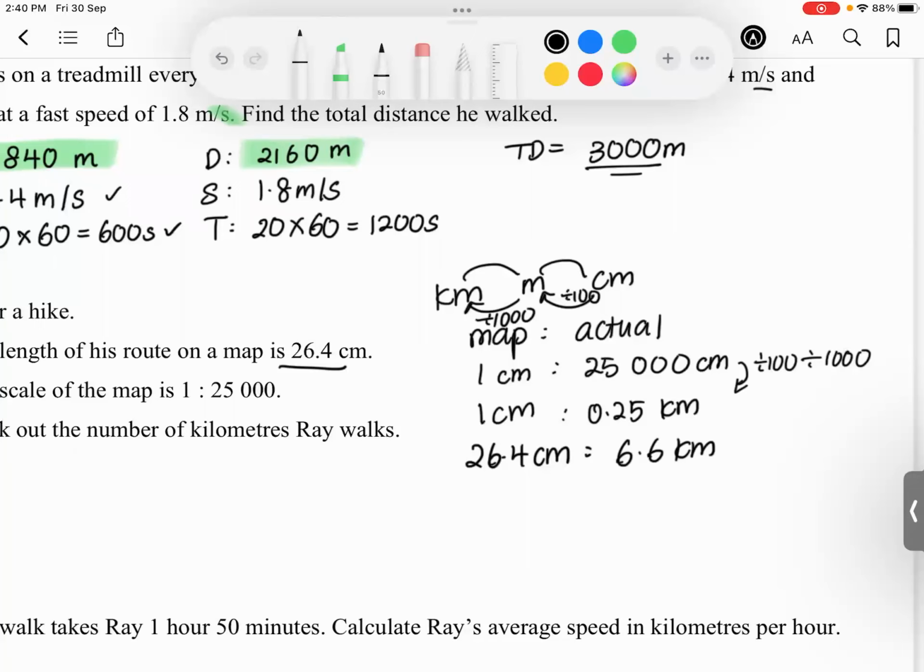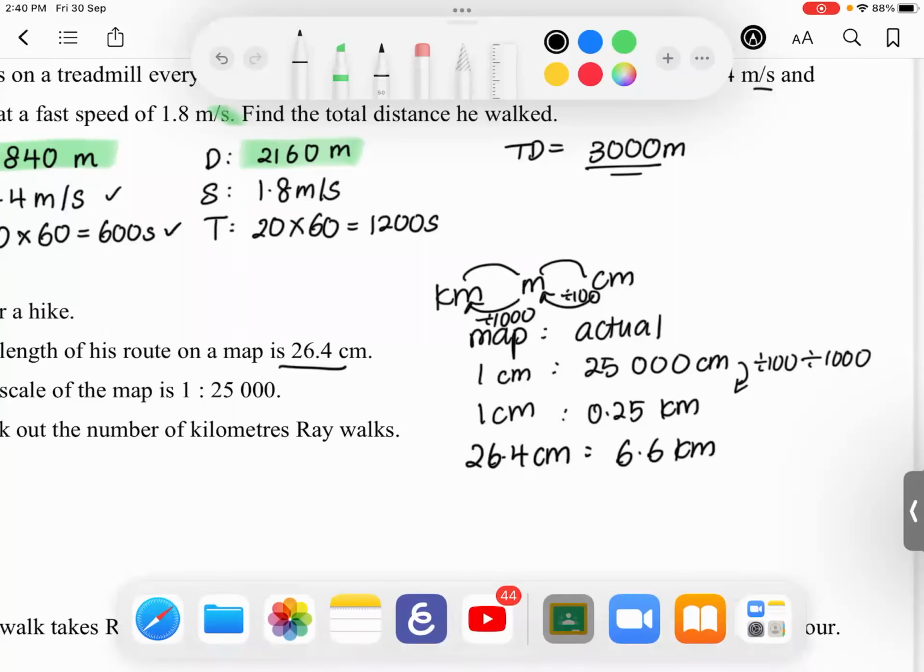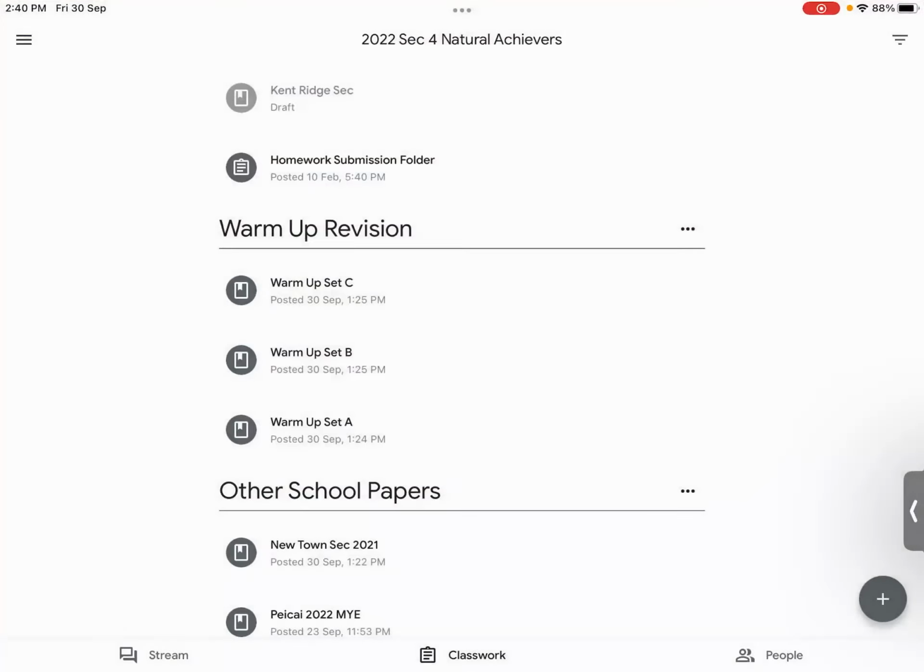Adam, who just came in, I was telling your class, the worksheet that I have printed, the hard copy for you, is different from the soft copy. The full version, some of the questions are missing and some pages are wrong. So the full version is on Google Classroom, warm-up set A.